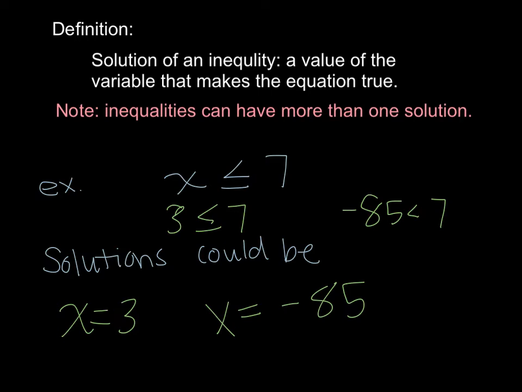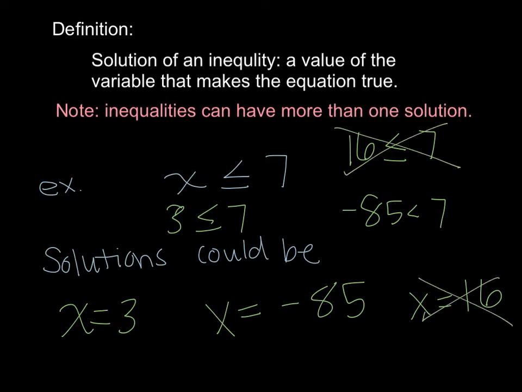Could x equal positive 16? 16 is less than or equal to 7, which is not true. So 16 could not be a solution. But any number that is less than or equal to 7 could be. And again, x could equal 7 because this sign right here means or equal to. Okay? So that's just a tiny little introduction to these inequalities.